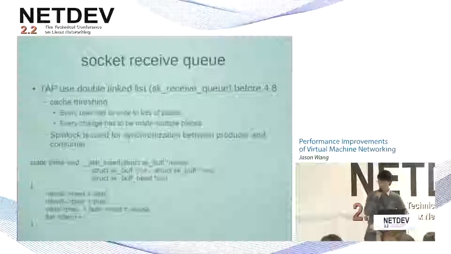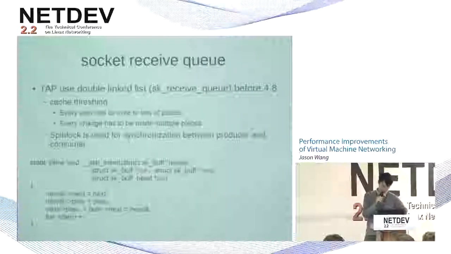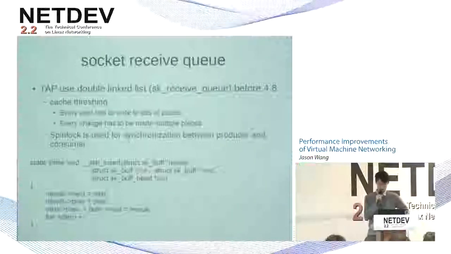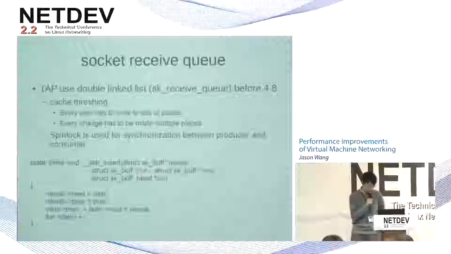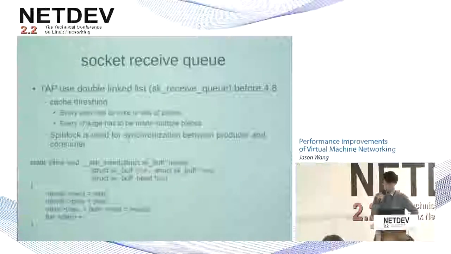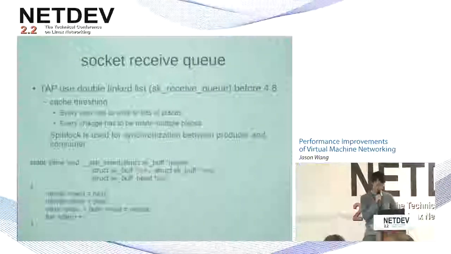For example, if we want to insert an SKB into the list, we need to touch the previous node, the next node, or the head. So it touches several cache lines. It was not very good for us. In our case, we are in fact doing fast packet transfer between two processes, usually between the QEMU thread and the vhost-net thread.